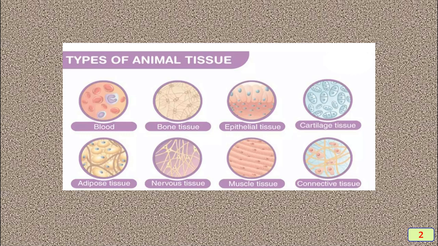Blood is one of the tissues, bone is another tissue, epithelial cells are tissues, cartilage is another type of tissue, adipose tissue is one, then nervous tissue, muscle tissue. Then there are many types of connective tissues in the body.